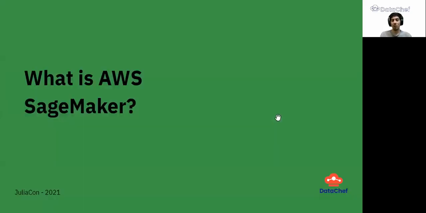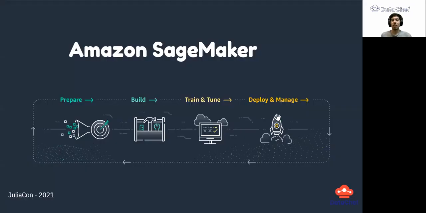So what is AWS SageMaker? SageMaker is Amazon's machine learning platform that makes life easy for data scientists, as they don't need to worry about configuration or limitations in memory and CPU, and they can focus on creating value instead. SageMaker covers all stages of a machine learning project, from preparing and pre-processing data to building, training, and tuning models, and finally deploying them.